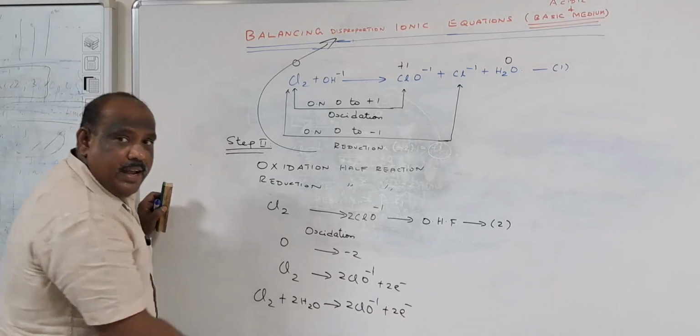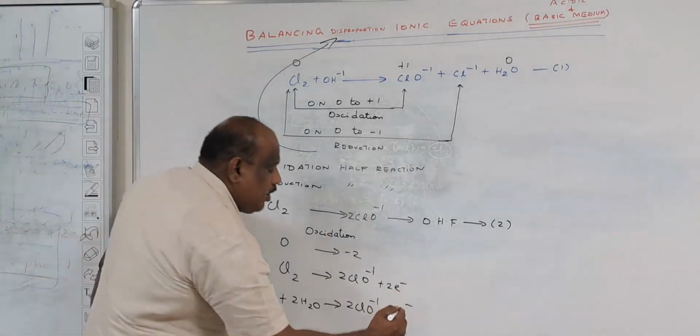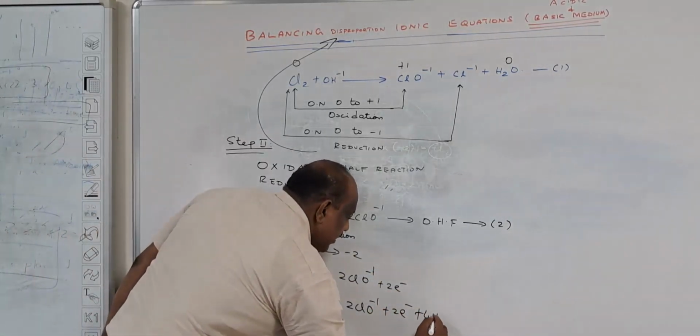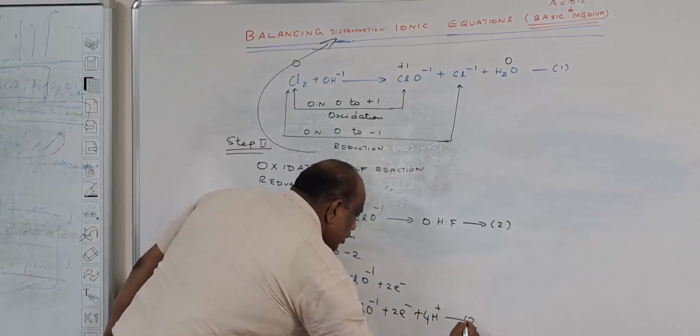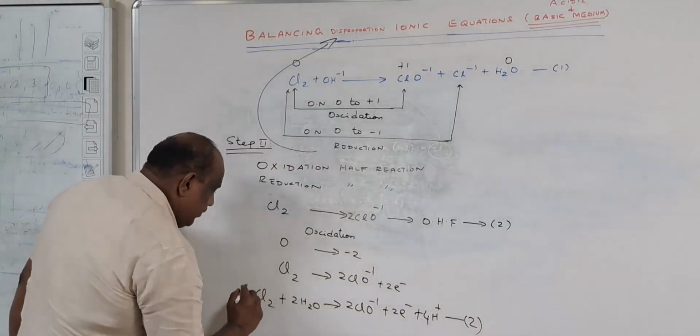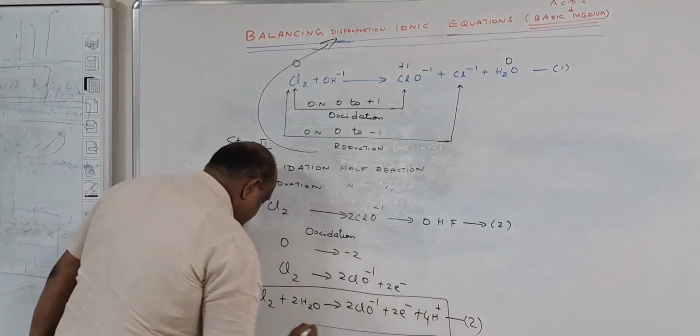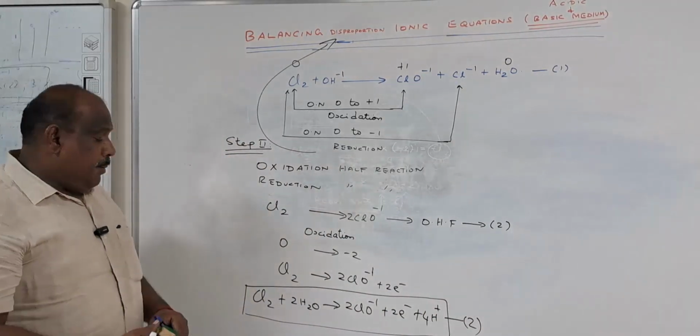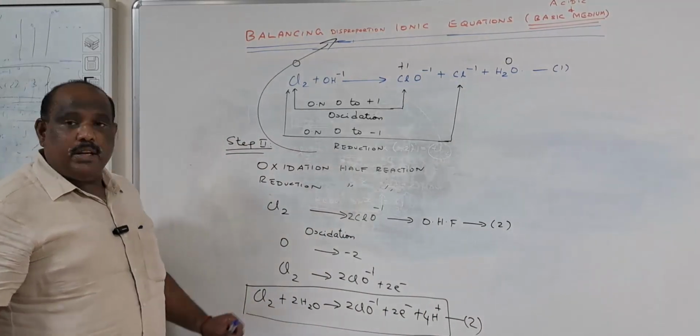Now there are 4 hydrogen atoms. So I have to add what? 4 H+ on the right hand side. So equation number 2 is called the balanced oxidation reaction.